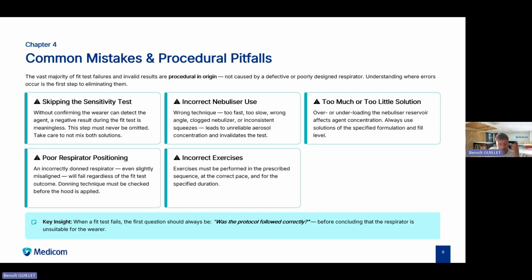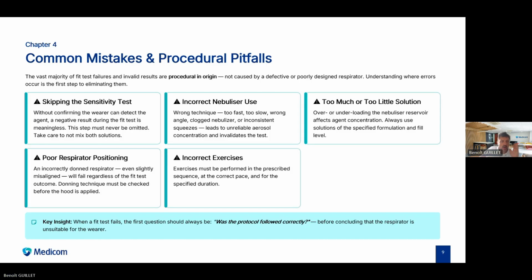Another common mistake is the respirator position. That's why the second step is very important, to ensure that the respirator, the mask, is really well fitted on the face, and well done on the wearer. And also the exercises. Exercises must follow a correct sequence and duration. You don't have to skip any of the exercises. You need to bend, you need to move your head, you need to breathe. All these exercises need to be done and follow a correct sequence.